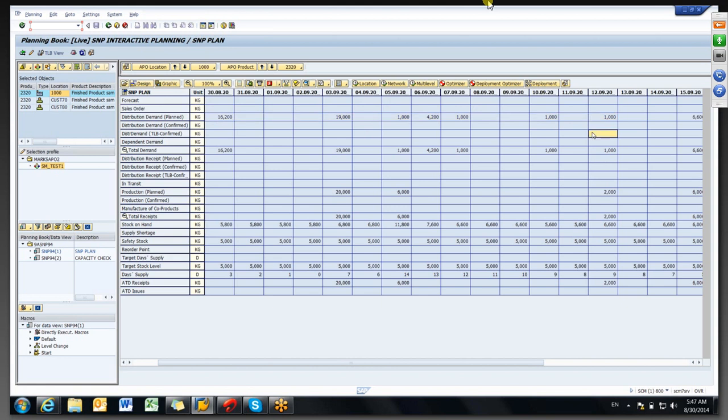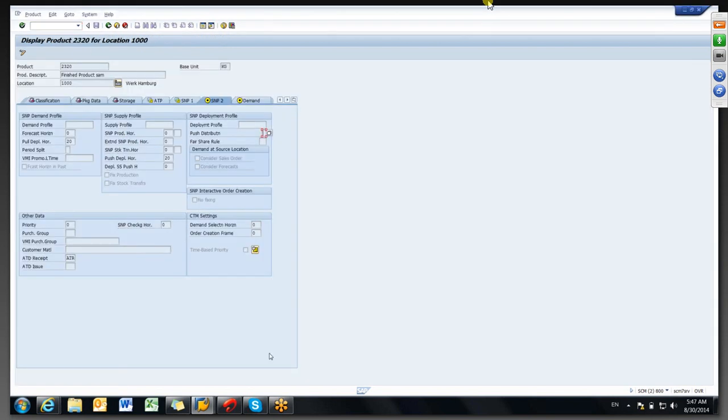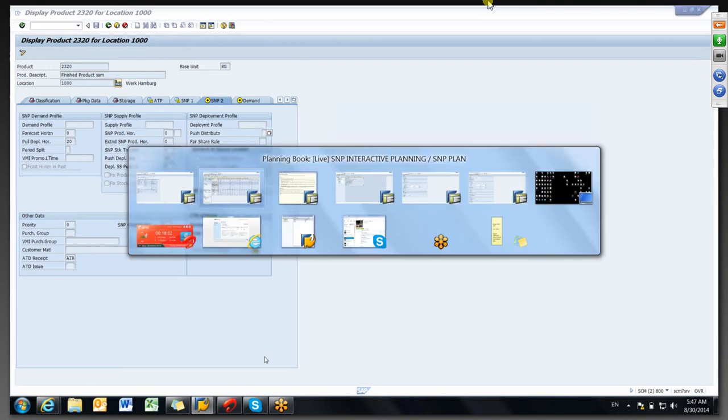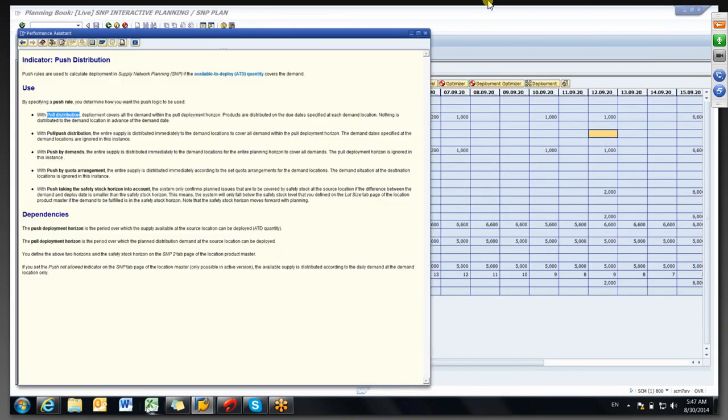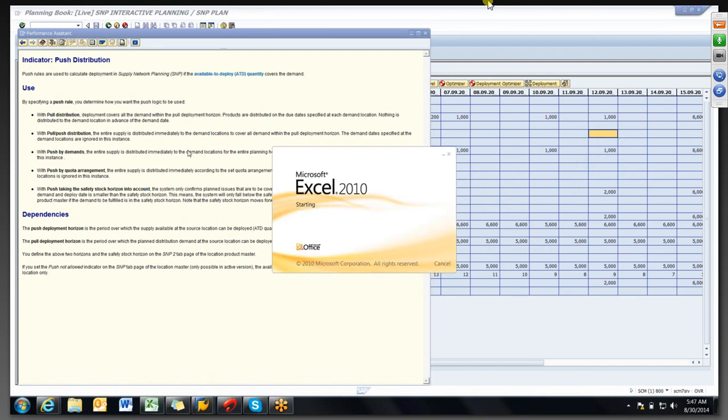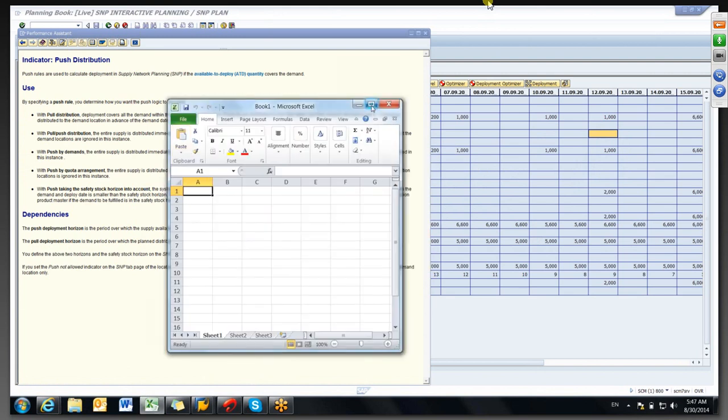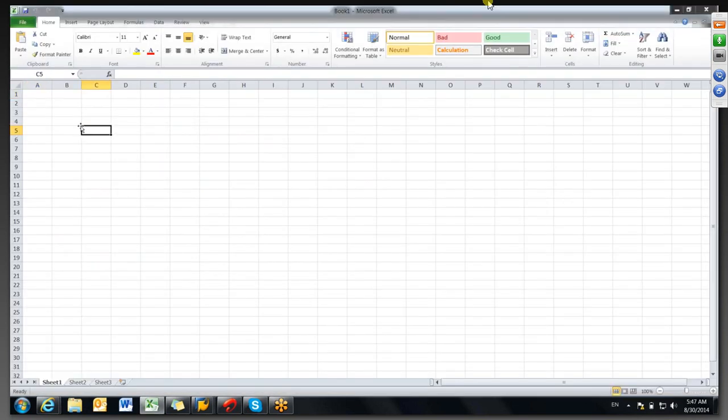That is, if you set a plan, that is pull distribution. Like I'll show, we'll go to the Excel sheet. Here in the 1000 plant, we have a demand on the 30th. Let's say a second.